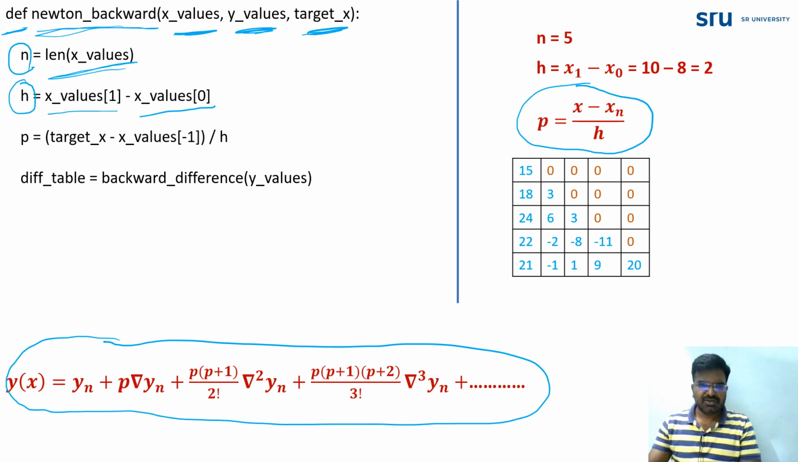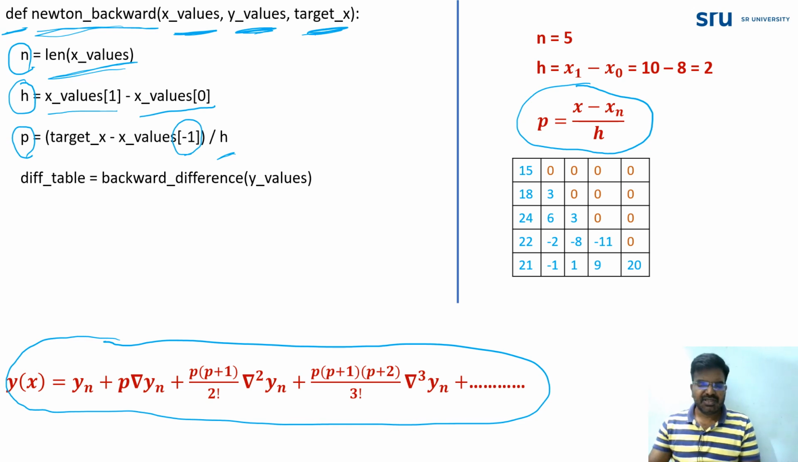P equal to target x minus the last value of x. I need the last value of x. Last value of x means look at the index I have written here, minus 1. Minus 1 means I am writing the x value with index minus 1, so here it takes the last value of x, divided by h. Okay, we are saving the result with variable p. I need this variable in Newton's backward interpolation formula.